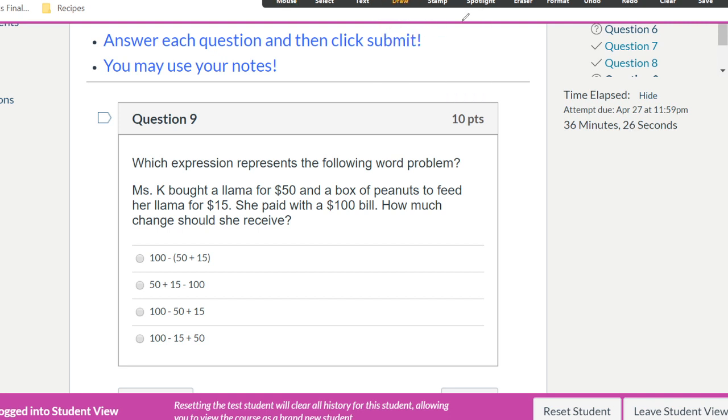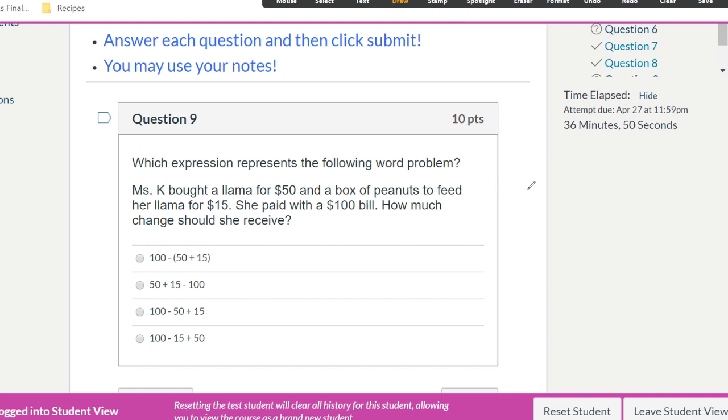Which expression represents the following word problem? Miss K bought a llama for $50 and a box of peanuts to feed her llama for $15. She paid with a $100 bill. How much change should she receive? So Miss K bought a llama for $50 and a box of peanuts for $15, and she paid with a $100 bill. So I want to find out how much change.